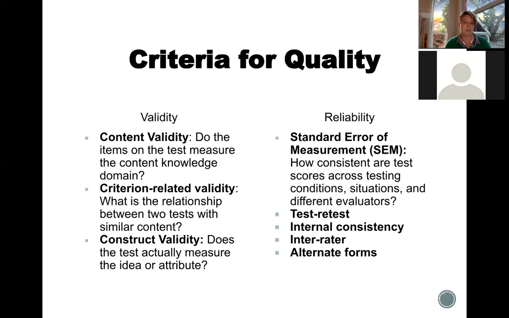Then criterion related validity is what is the relationship between two tests with similar content. So in a way, that's what I was talking about with DIBELS. And we'll give some more answers in a second. And then construct validity gets at, does this test actually measure the idea or attribute that I'm trying to measure? And that's especially important when you're thinking about intelligence and cognitive assessments.